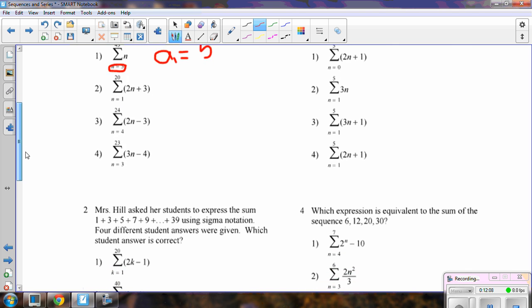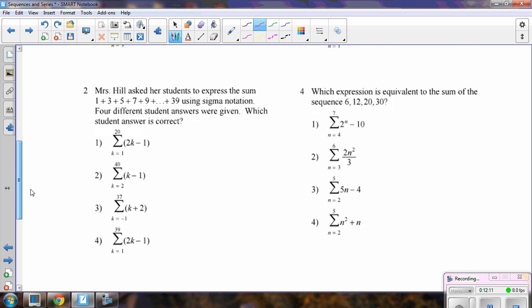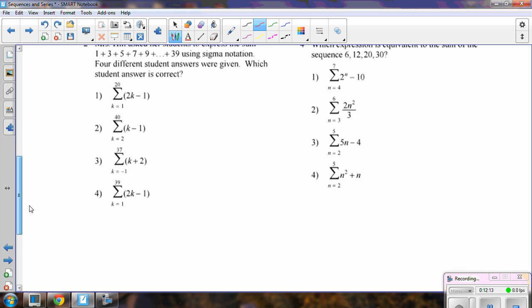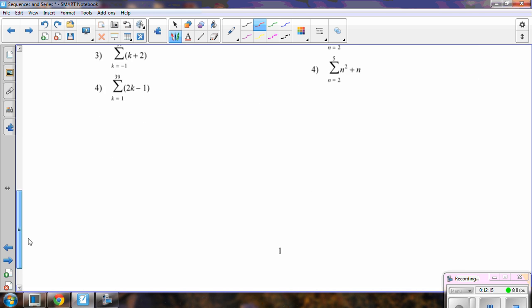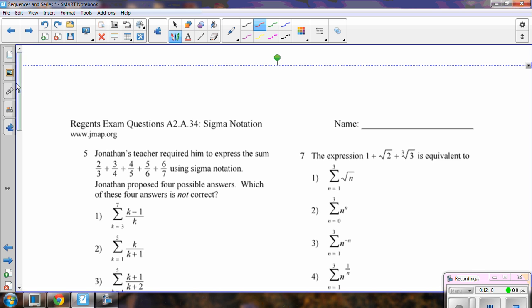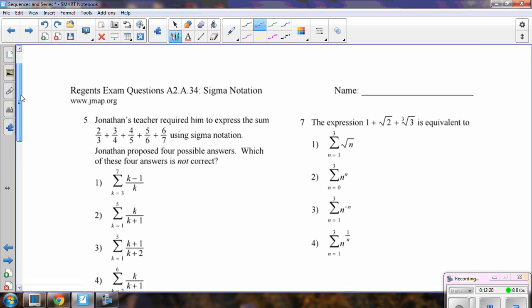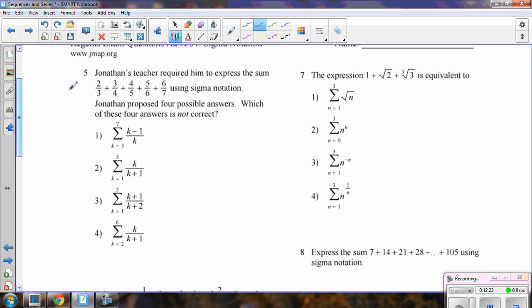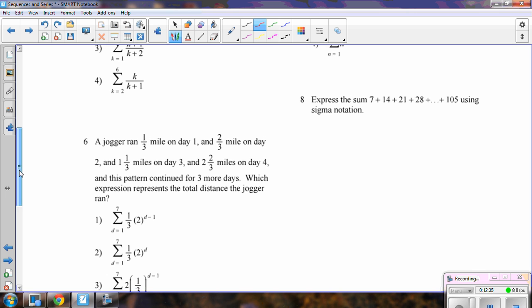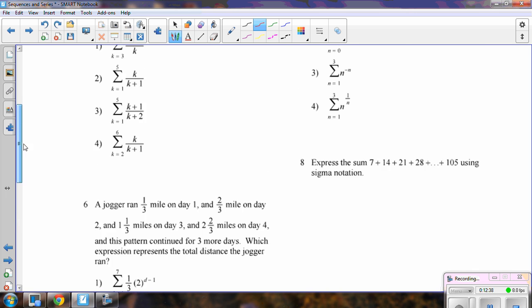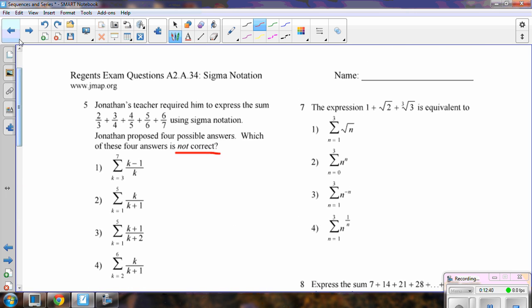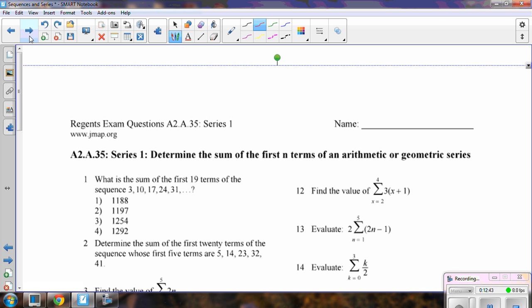As you go through, this is probably the more tricky one, so take your time and check your answers on these questions. Here's some more Regents questions with this sigma notation. Be careful that you recognize that this is a little more tricky, and see what you're doing each and every time. Which of these is not correct, so you have to be careful when you answer these questions. Again, these are popular questions, and these can be a little bit tricky, so take your time to go through them. And when we get back to class, make sure you ask about anything you don't understand.